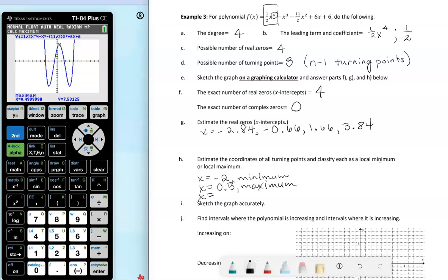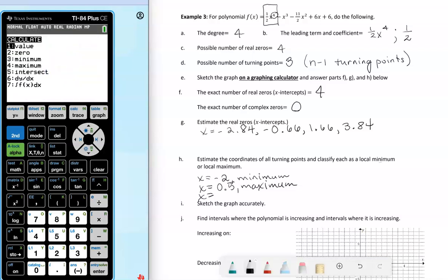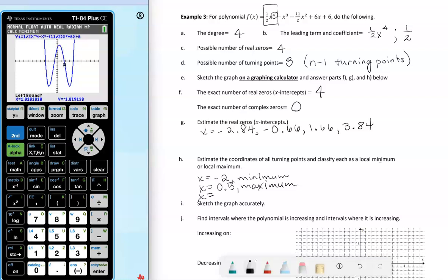And then my last one will be this minimum down there. So second trace number 3. Left bound, right bound, guess. So this turning point is at 3, and it is a minimum.